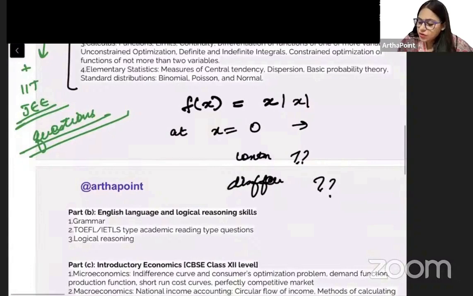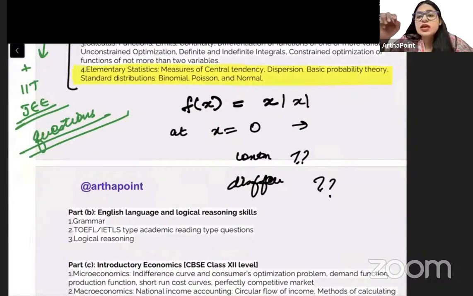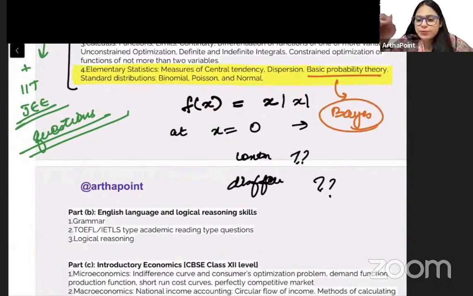Then you have statistics also included in this. In stats, remember, they will ask you about Bayes theorem for sure. This is one important thing that can come in the exam. Conditional probability can be asked in the exam. And then binomial, Poisson, and normal distribution.